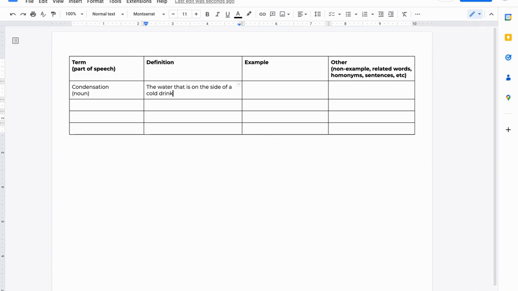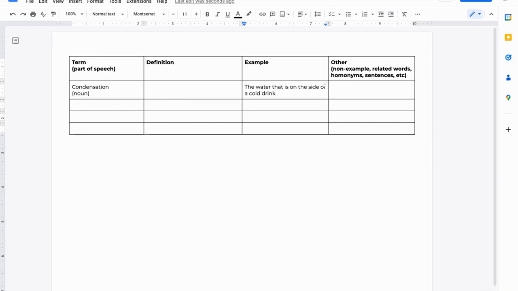Usually students respond by saying that it's the water that's found on the side of a cold drink. So I press them a little further and ask them if this is the only place that we would see condensation. They would probably respond no, so I would move that over to the example section.